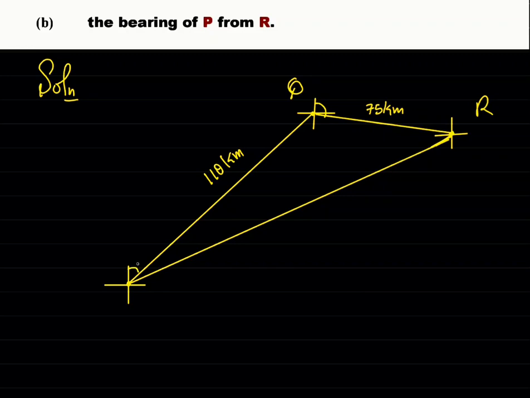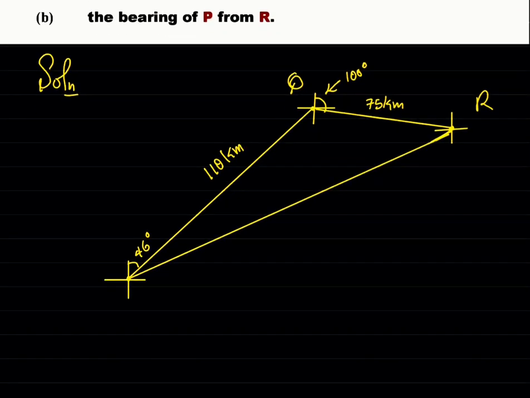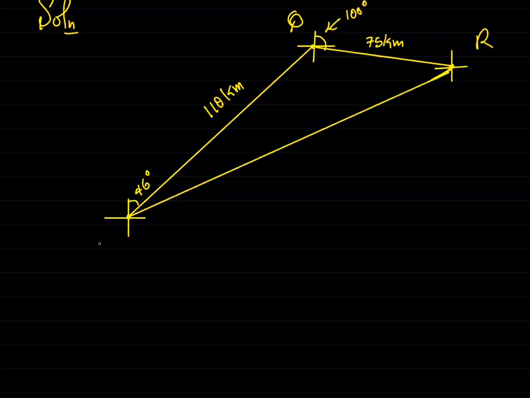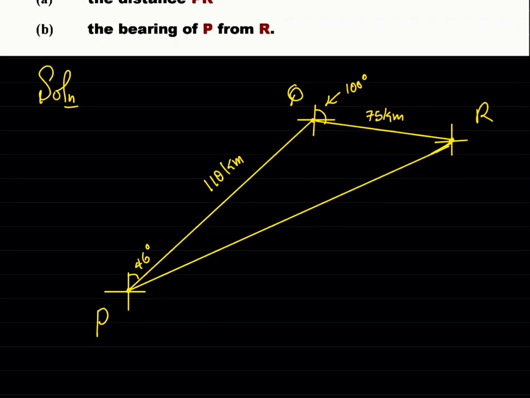Now, remember, this place is 46 degrees, and this side is 100 degrees. Since I've gotten my diagram, the next thing is we're told that we should calculate, correct to three significant figures, the distance PR. So I'm looking for PR. Don't forget, this is my P, the starting point. So I'm looking for this distance PR.